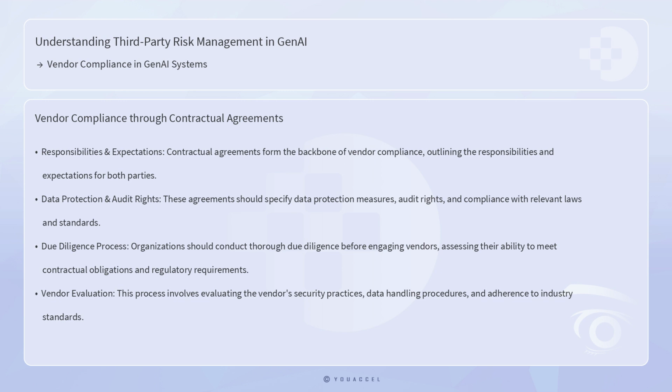Contractual agreements form the backbone of vendor compliance, outlining the responsibilities and expectations for both parties. These agreements should specify data protection measures, audit rights, and compliance with relevant laws and standards. Organizations should conduct thorough due diligence before engaging vendors, assessing their ability to meet contractual obligations and regulatory requirements. This process involves evaluating the vendor's security practices, data handling procedures, and adherence to industry standards. By establishing clear contractual terms, organizations can mitigate risks associated with third-party vendors and ensure alignment with their compliance objectives.